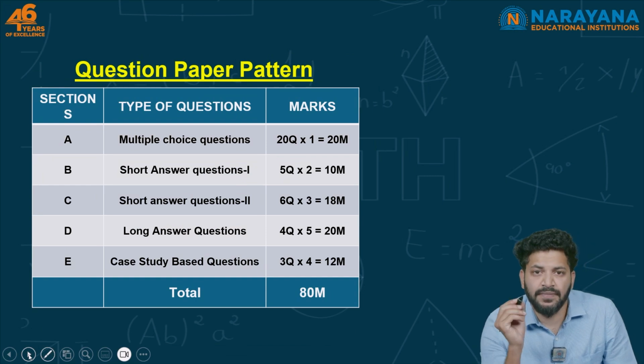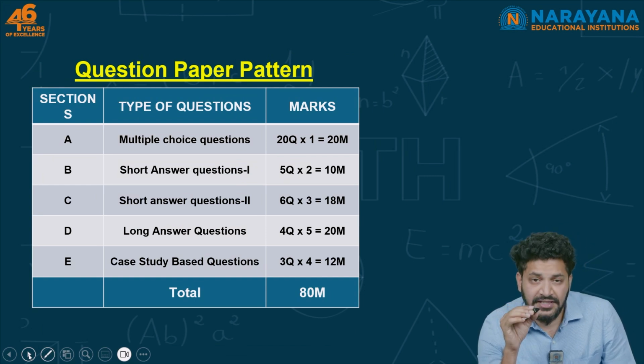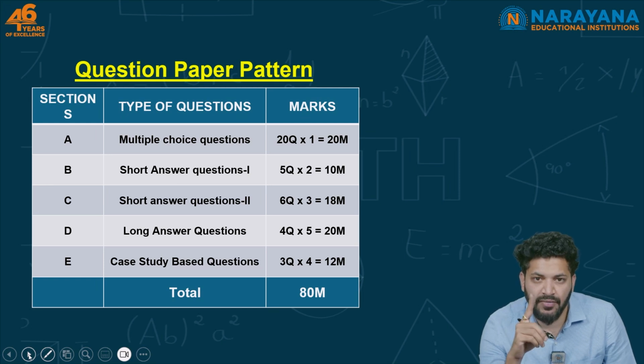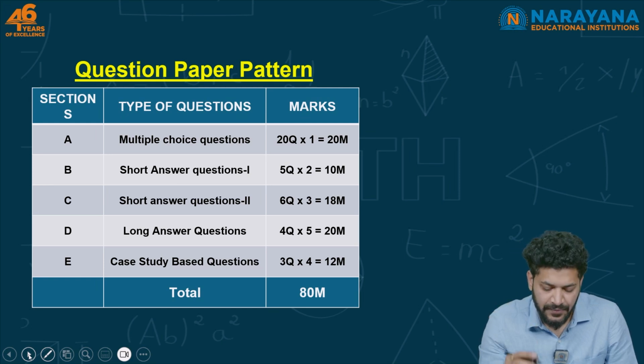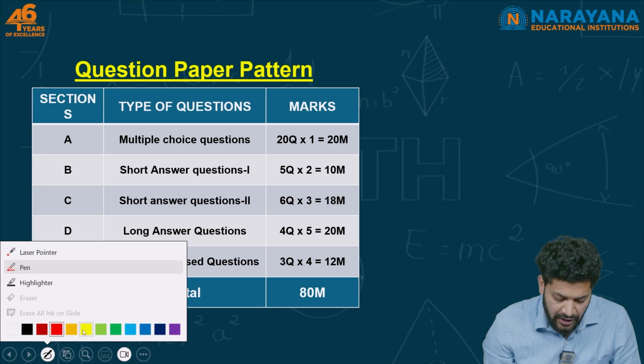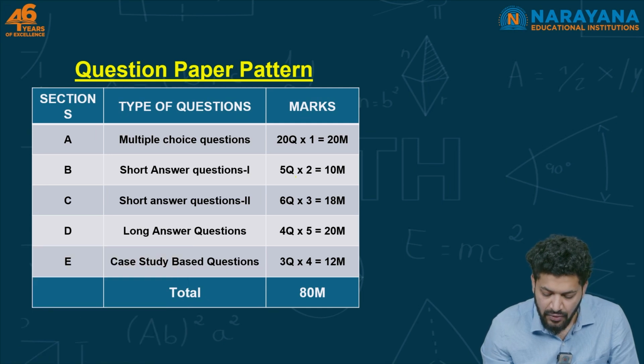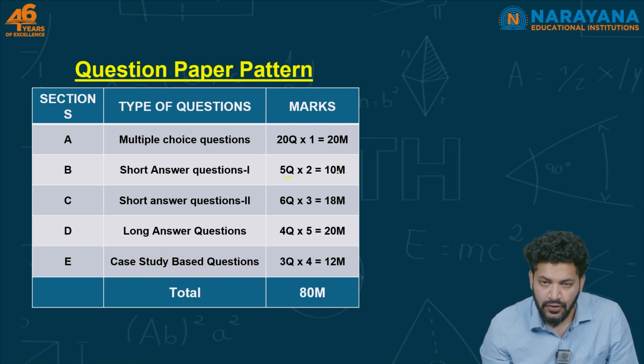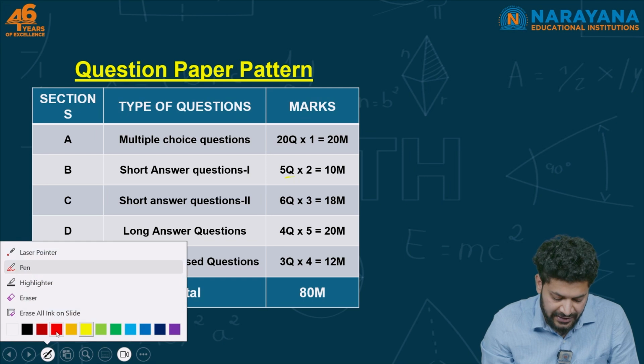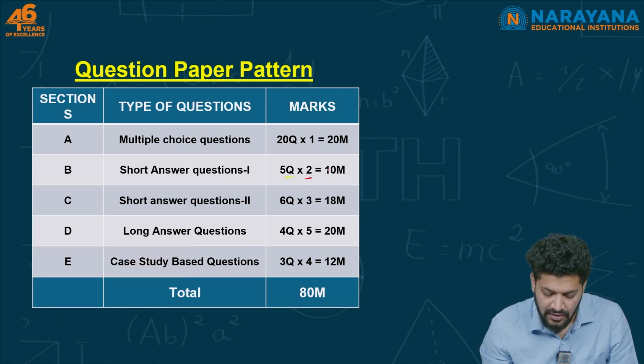So children, here the question paper pattern is, you have in section A multiple choice questions. So you will have 20 questions, each carries 1 mark. So you will be getting 20 marks. And short answer questions, you have 5 questions, you will get 10 marks. So each carries 2 marks.